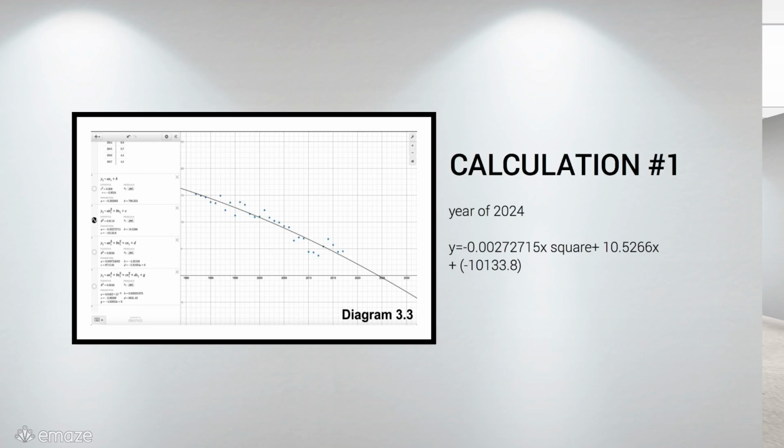The result I got from the quadratic function combined with the first table shows that the Arctic ice will entirely disappear in the year 2024. I also got this function for this calculation.